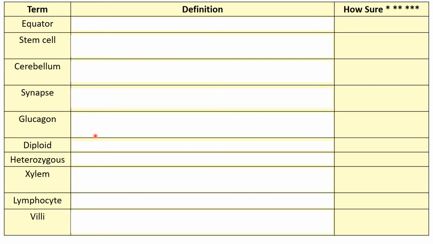Okay, so you're going to have to miss out a couple of these, but you can have a go at this. You miss out heterozygous, xylem, and lymphocyte, but let's have a try. And this is all things we've been doing recently, so see if you can write down the definition of each. Press pause and do that.